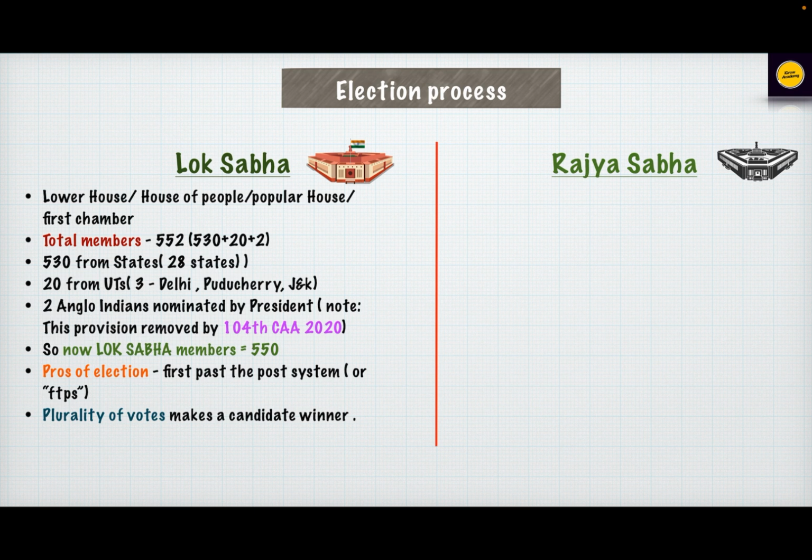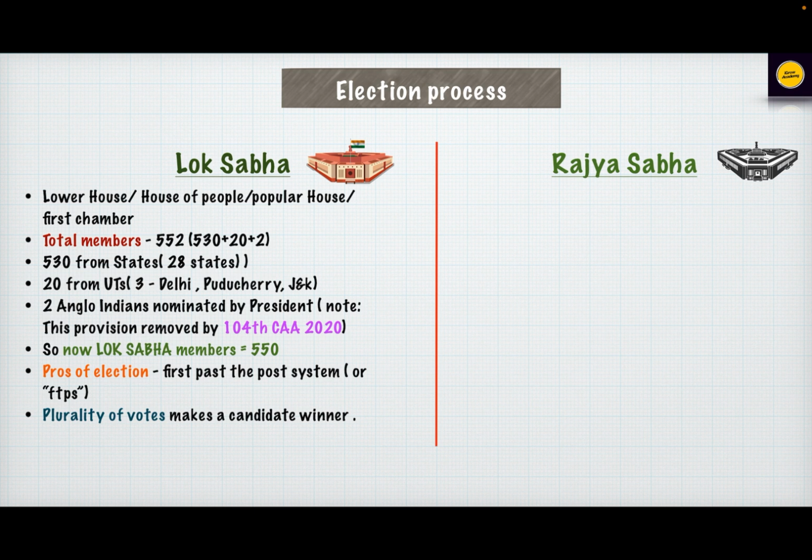20 from union territories, and we should note that the union territories involved in the election process of the Lok Sabha are only three: Delhi, Puducherry, and Jammu and Kashmir. However, we have 9 union territories, but still only three are involved. The two Anglo-Indians nominated to the Lok Sabha, this provision was deleted in 2020 by the 104th Constitution Amendment Act. So now the Lok Sabha total members is 550.